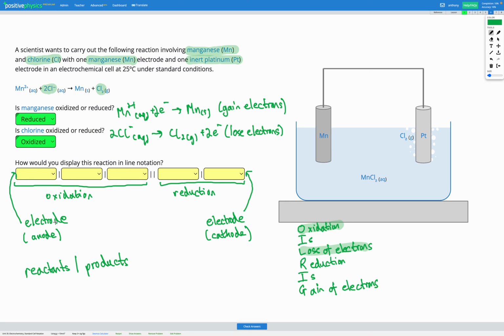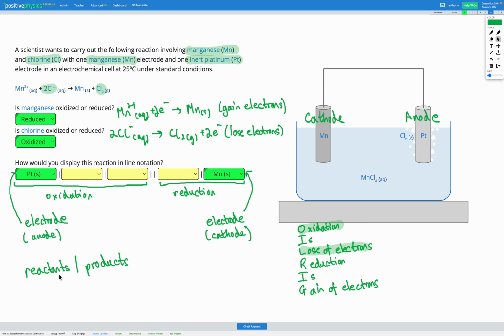So the chlorine electrode is going to be our anode. Here's the electrode for chlorine. It's made of platinum. So this is our anode. That's where the oxidation is happening. And then the manganese electrode, that is our cathode. That's where reduction is happening. So over here, we've got our anode, which is made of solid platinum. And then our cathode is going to be made of solid manganese.